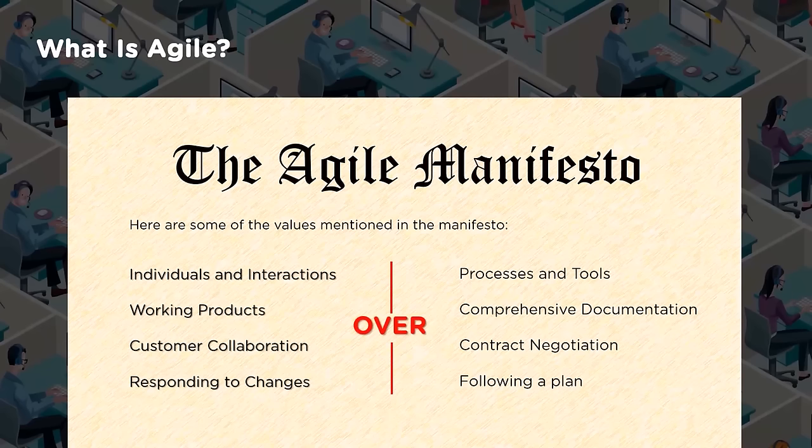Now, let us go one by one: individuals and interactions over process and tools. Are we saying we don't value the process and tools? That is not the case. Let us look at the typical issues or challenges anyone would have expressed regarding processes: delay, maybe bureaucracy, and no flexibility to move faster. Basically, delay is because approvals are not happening because of the processes.